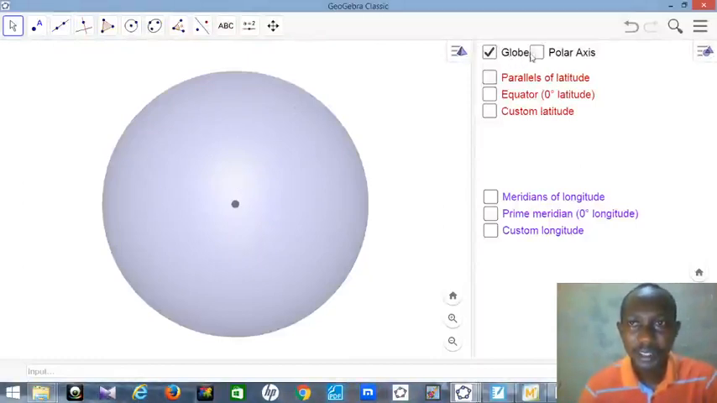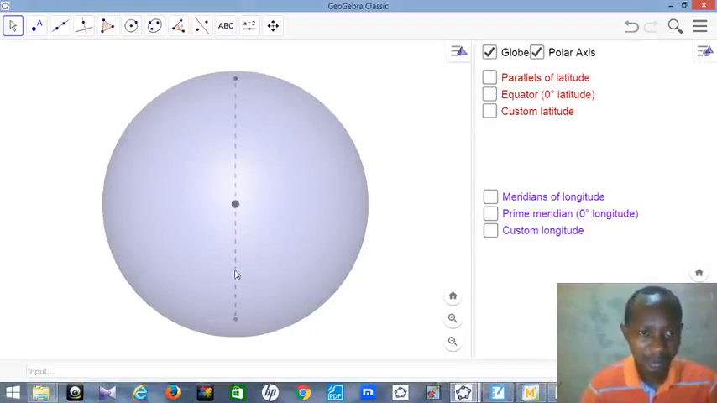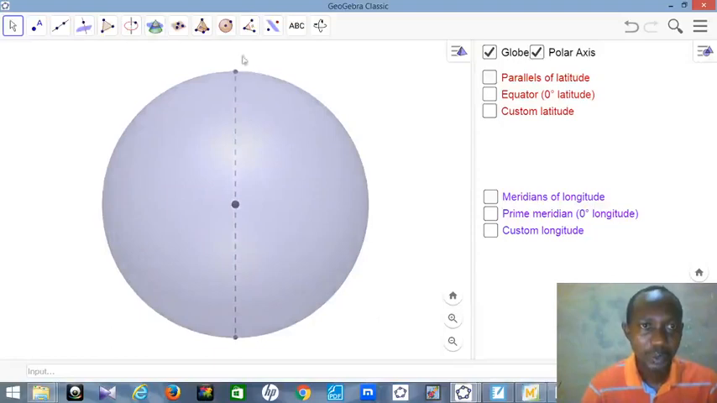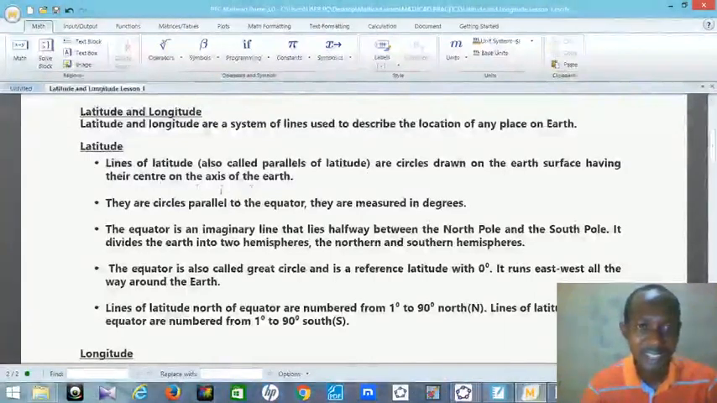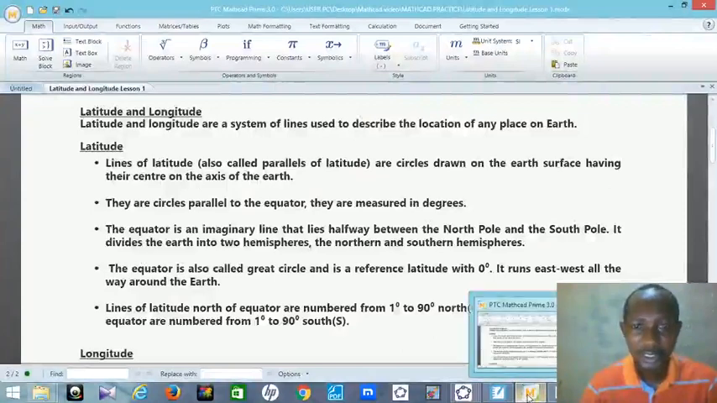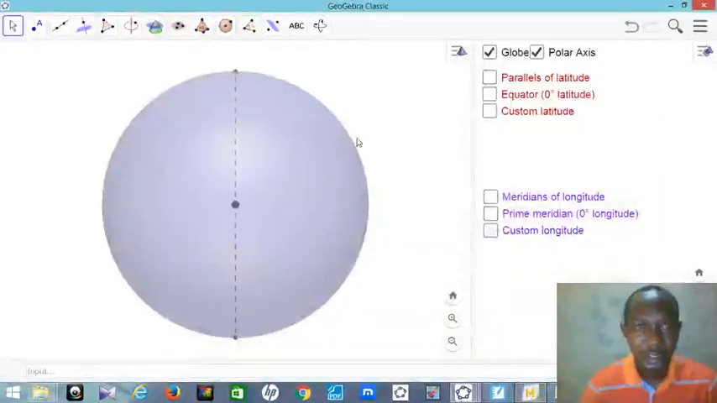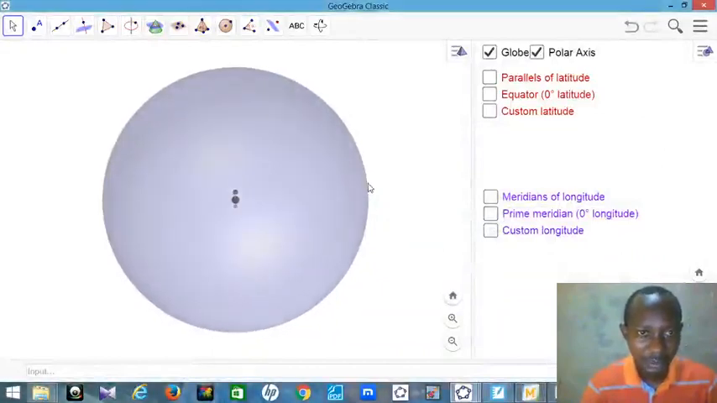So what we mean by the axis, let me put the axis so that you can see it. You can see the axis now. You can see the axis running from the top of the earth down the bottom here, which signify the North Pole and the South Pole. So from our definition here, we said lines of latitude are also called parallel of latitude, and we say they are lines that are drawn on the earth's surface having their center on the axis of the earth.